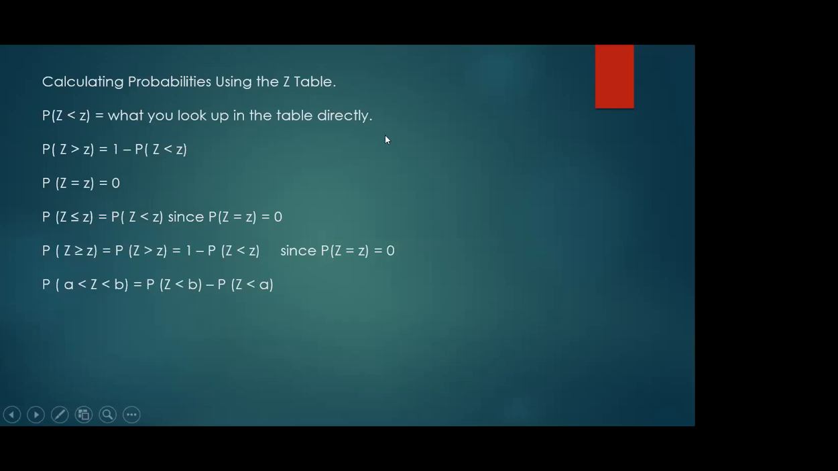But suppose they ask us for more than or greater than or something like that. The probability of Z greater than z is equal to 1 minus the probability of Z less than z, because remember that the area under the graph should be equal to 1. Therefore, the probability of everything to the left plus the probability of everything to the right should be equal to 1. So in order to find the probability of everything to the right, you just subtract the probability of the values to the left from 1.